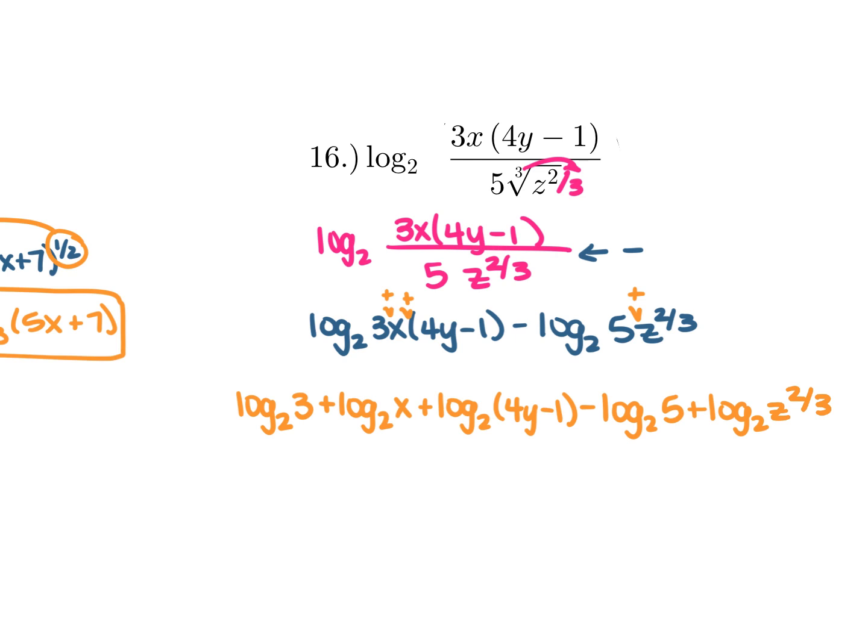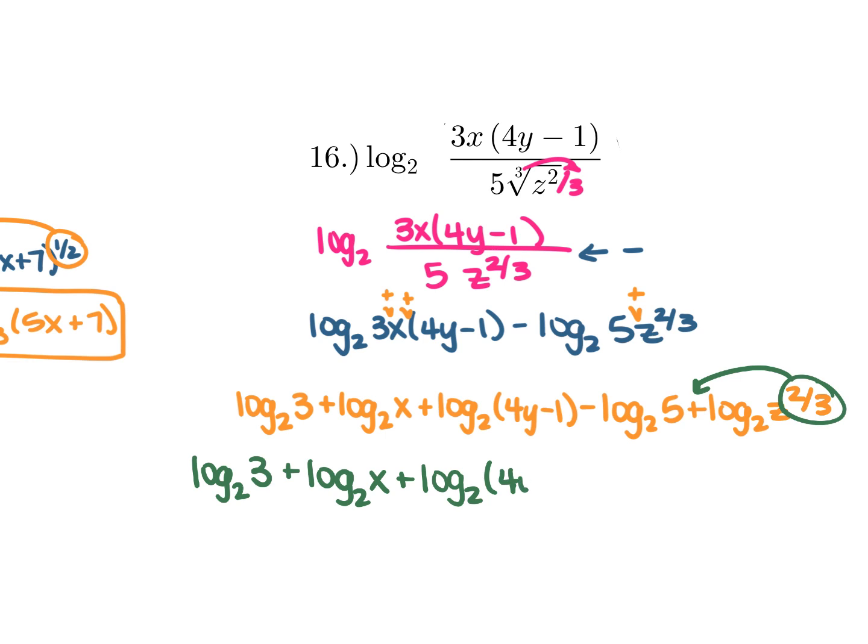The power on the z is going to have to go to the front. So that's going to give you log 2 of 3 plus log 2 of x plus log 2 of 4y minus 1 minus log 2 of 5 plus 2/3 times log 2 of z.